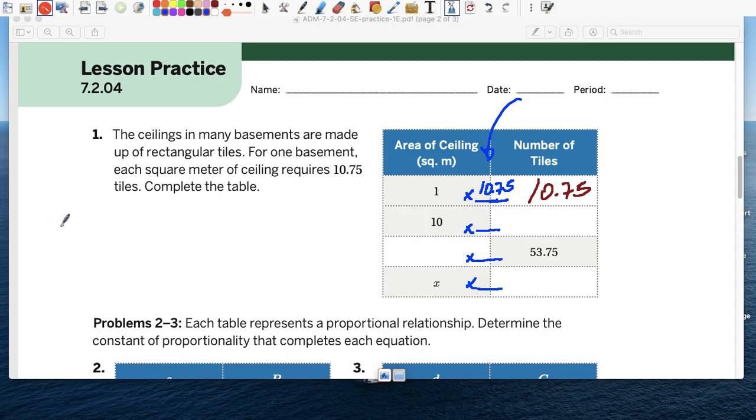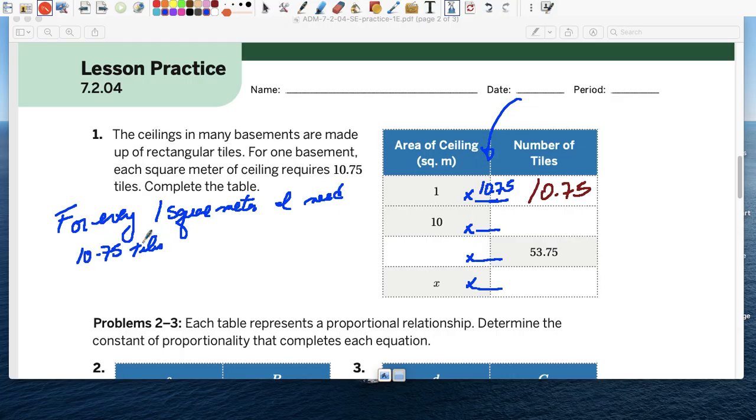So my sentence would be, well, we already have it, but I'll write it anyway. For every 1 square meter, I need 10.75 tiles. So think about the tiles on the floor. So 1 tile, 2 tiles, 3 tiles, 4, 5, 6, 7, 8, 9, 10, and 0.75 on another one. It's not a full one, it's like 0.75, so it's a little bit less.